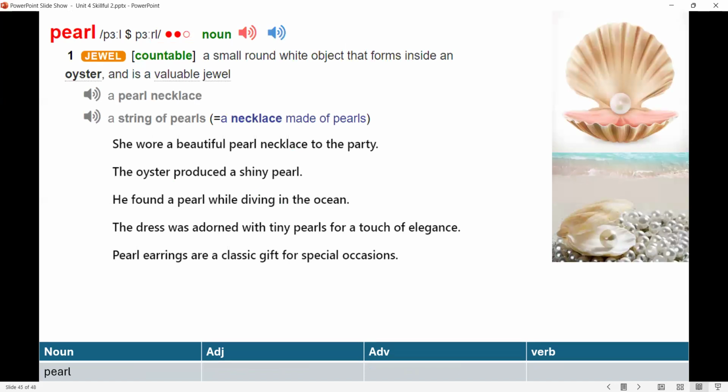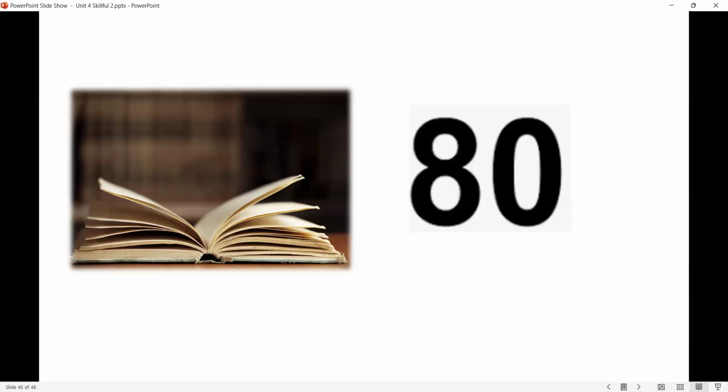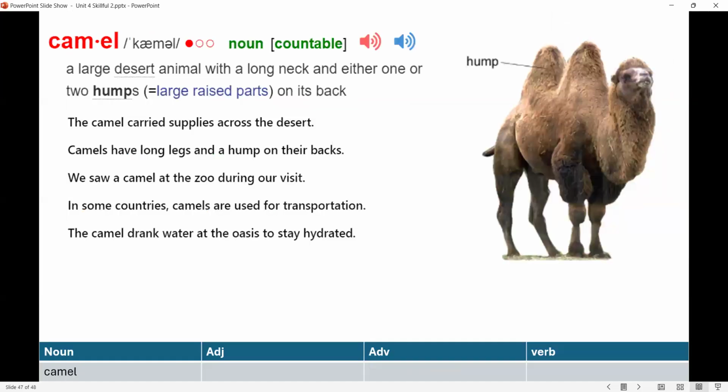Pearl. Pearl is a kind of jewel, a small round white object that forms inside an oyster and is a valuable jewel. A pearl necklace, a string of pearls. She wore a beautiful pearl necklace to the party. Page 80. Camel. Camel is a large desert animal with a long neck and either one or two humps on its back. The camel carried supplies across the desert.